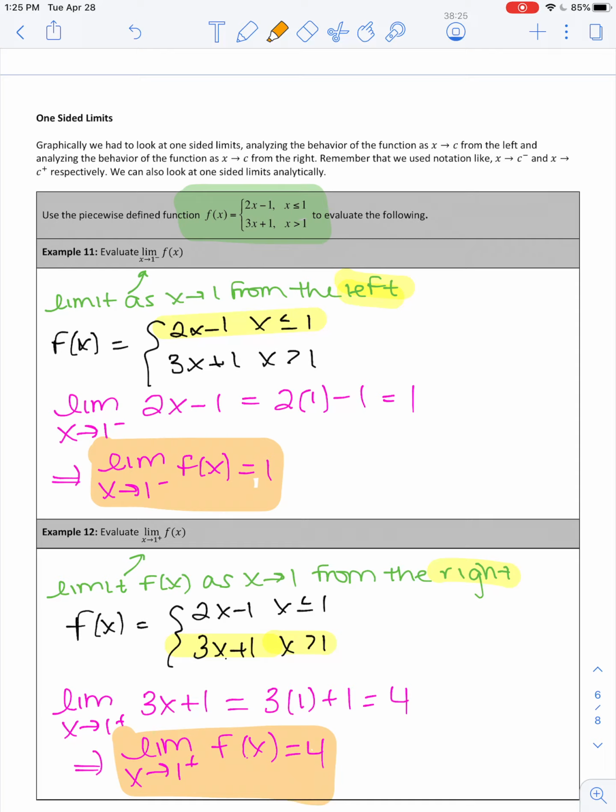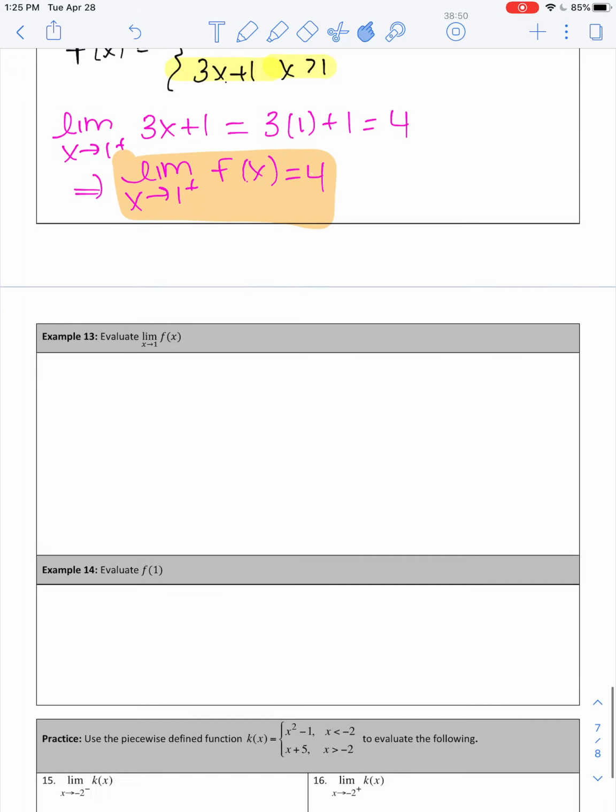And on your guided notes, you can see the graph of f of x, and you can go ahead and verify that, in fact, here in example 11, when you're approaching x equals 1 from the left, you're getting a positive 1 value. And then you can verify that when you're approaching x equals 1 from the right, your function is tending towards that value of 4.